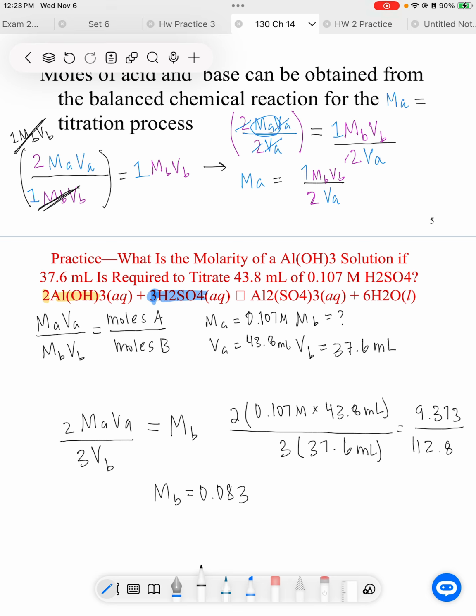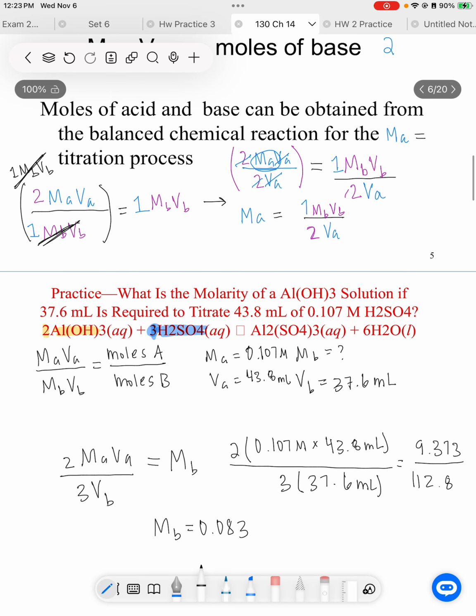And that's the molarity. And that's how you isolate. And that is how you use basic algebra to solve for a titration.